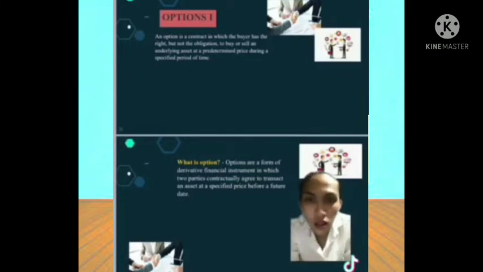Options 1. An option is a contract in which the buyer has the right but not the obligation to buy or sell an underlying asset at a predetermined price during a specific period of time. So, what is an option? Options are a form of derivative financial instrument in which two parties contractually agree to transact an asset at a specified price before a future date.